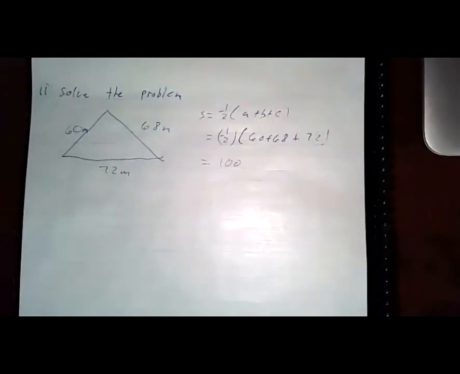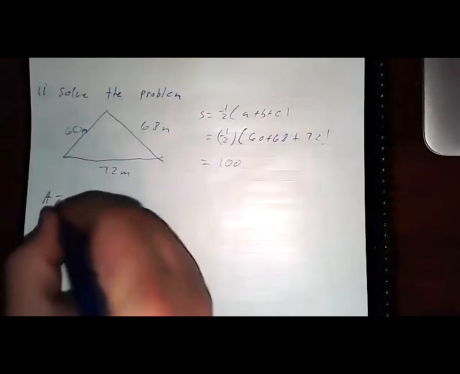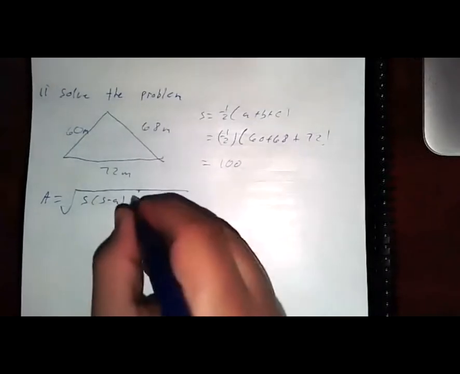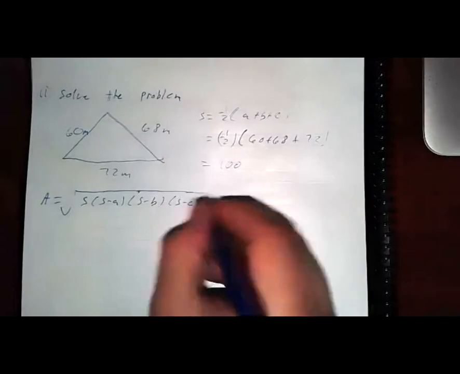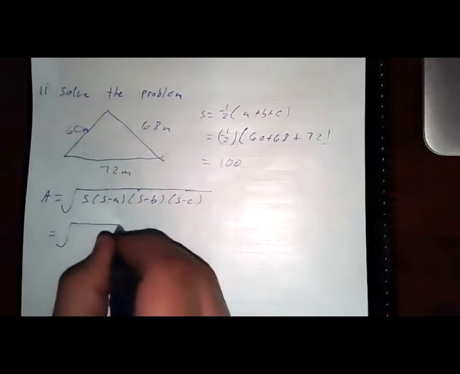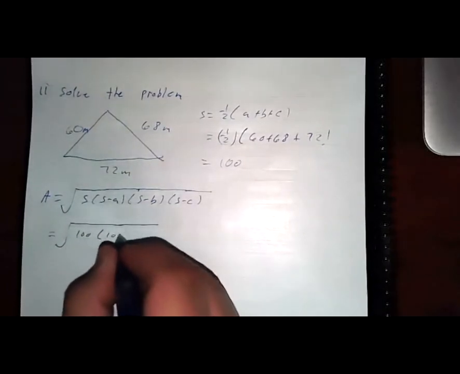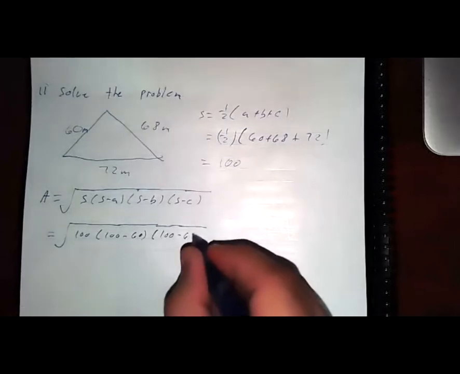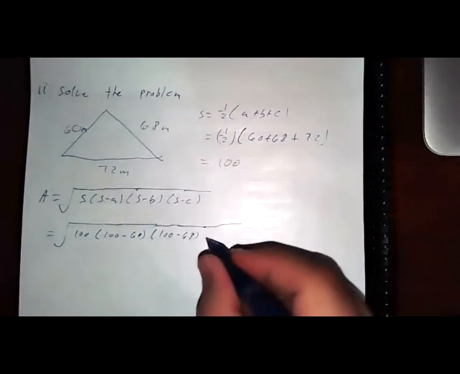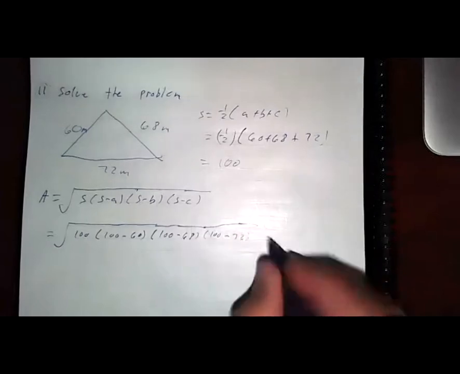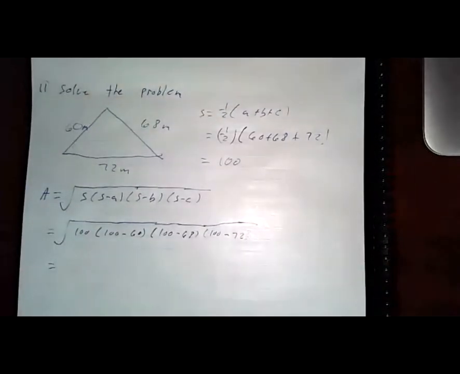Let me check. Yeah. So once you have S, we can use Heron's formula, because all you need is the sides and S. So plug in the S: 100 times 100 minus 60 times 100 minus 68 times 100 minus 72. That is going to be something. Let me see.